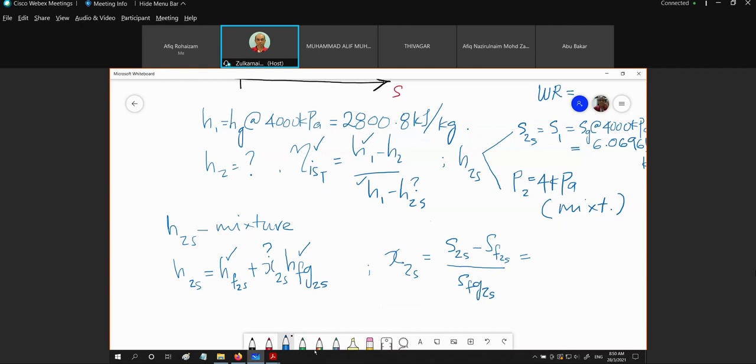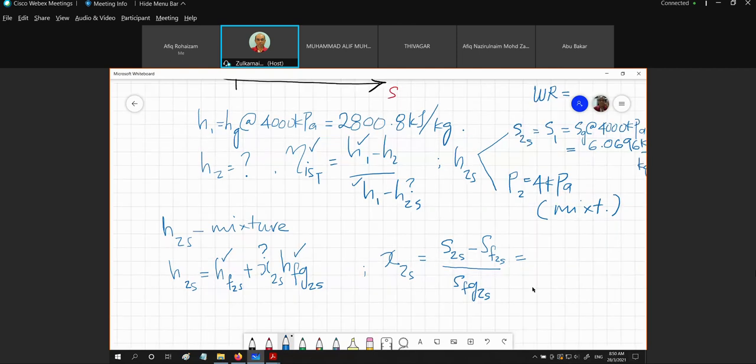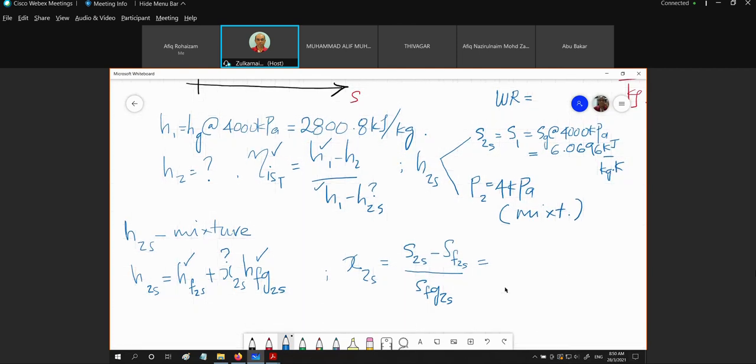Do your work, do your exercise. This is all recap on the thermodynamic course. Okay, calculate the X2S. Remember, 2S is at the pressure of 4 kilopascal, so everything should be based on 4 kilopascal. And then you have your S2S.